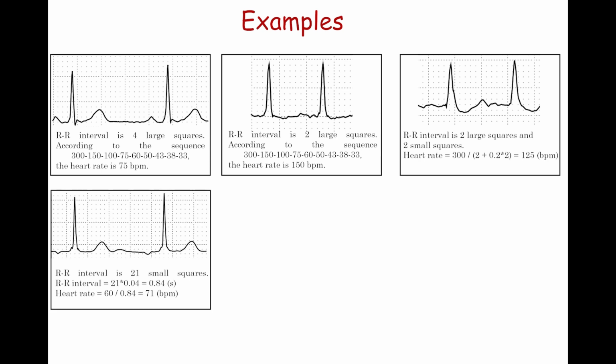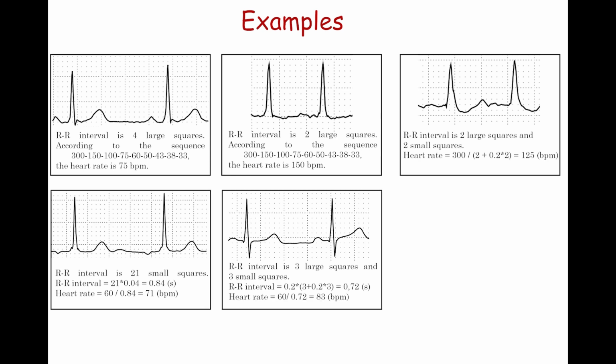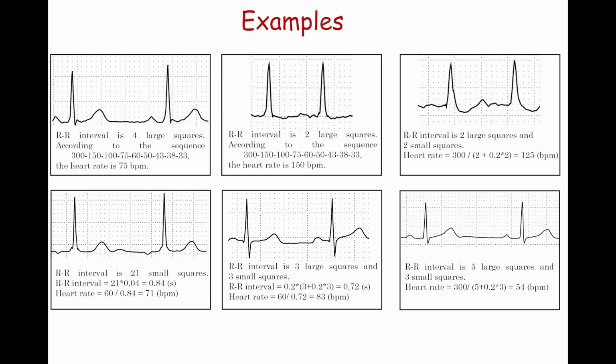The RR interval is 21 small squares. The heart rate is calculated as shown. The RR interval is 3 large squares and 3 small squares. The heart rate is calculated this way. The RR interval is 5 large squares and 3 small squares. This is how the heart rate is calculated.